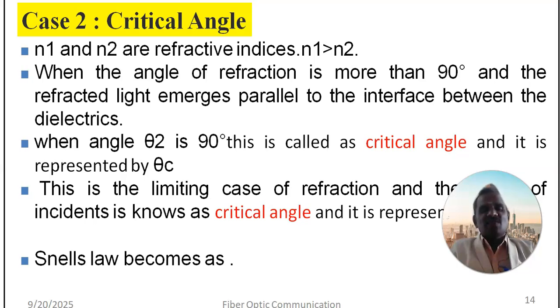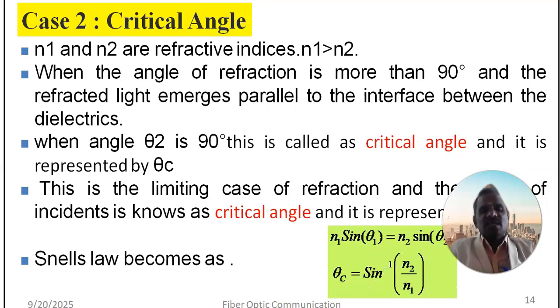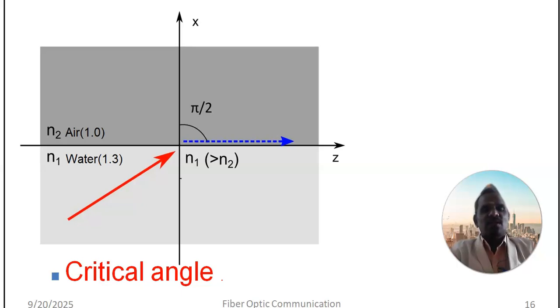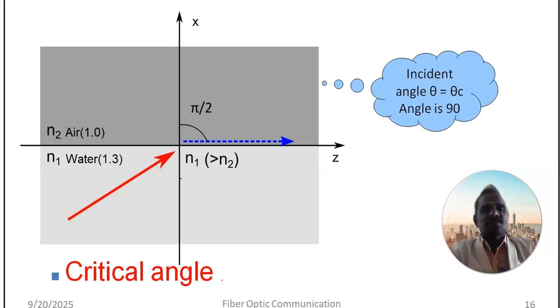It is the limiting case of refraction, and the angle of incidence is known as the critical angle, represented by theta c. So Snell's law becomes N1 sin theta 1 is equal to N2 sin theta 2, where theta 2 is 90 degrees. If you want to find the critical angle, it is sin inverse of N2 divided by N1. So it is the minimum angle of incidence at which a light ray strikes the interface of two media, which results in an angle of refraction of 90 degrees, and it goes parallel to the interface.